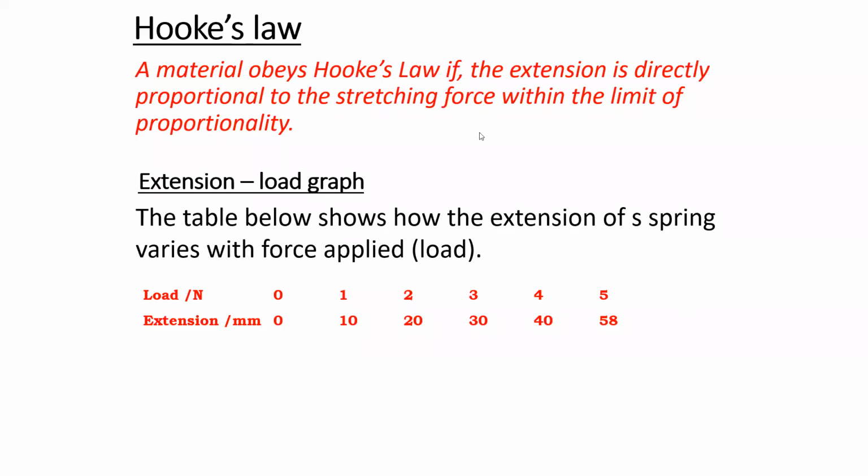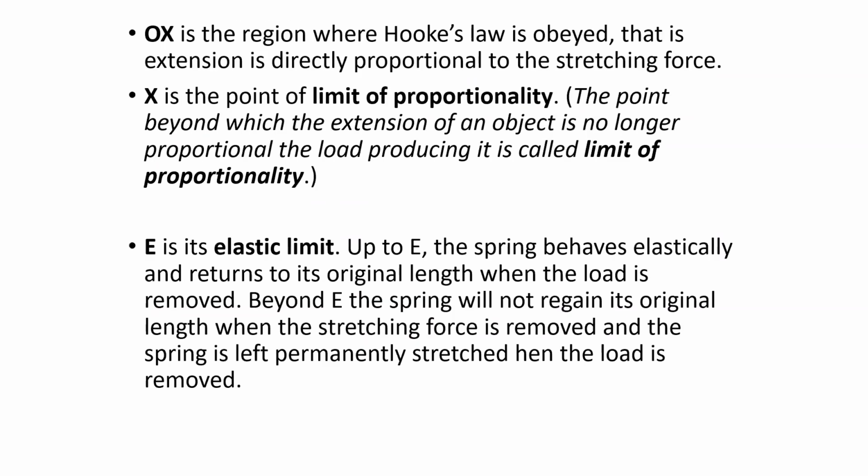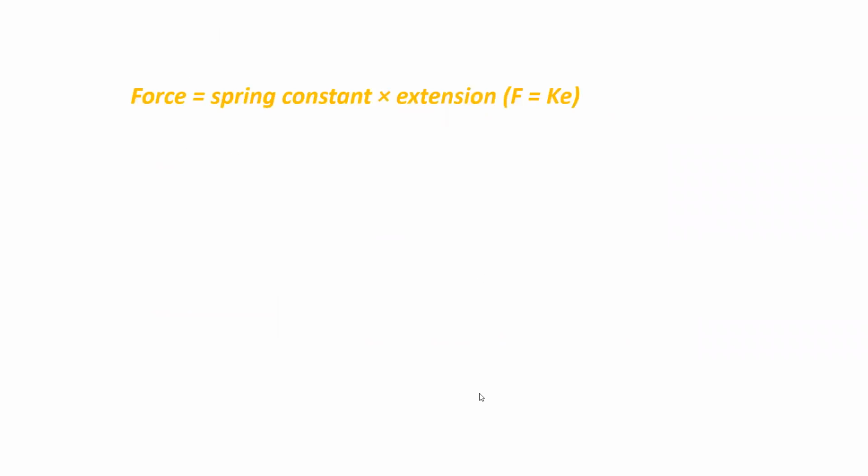So according to Hooke's law, force and extension are directly proportional within the limit of proportionality. Then there's a formula related to Hooke's law which relates force, extension, and another term which we call the spring constant. What is the meaning of spring constant? According to Hooke's law, the formula is that force is equal to spring constant multiplied by extension. What is the concept or meaning of a spring constant?